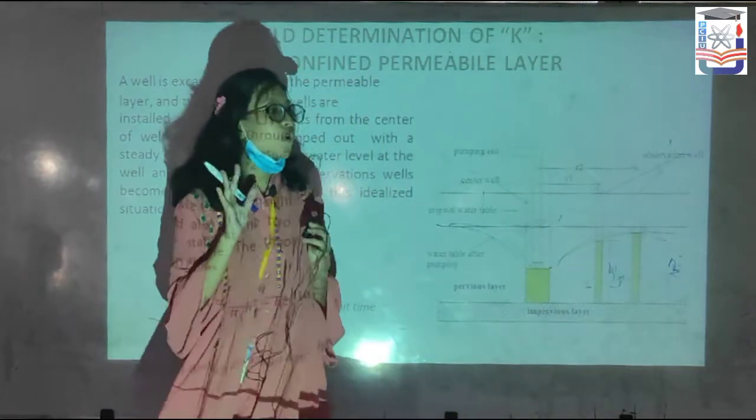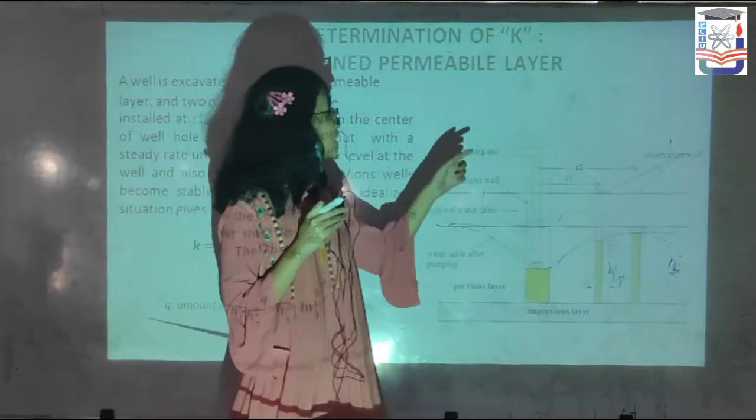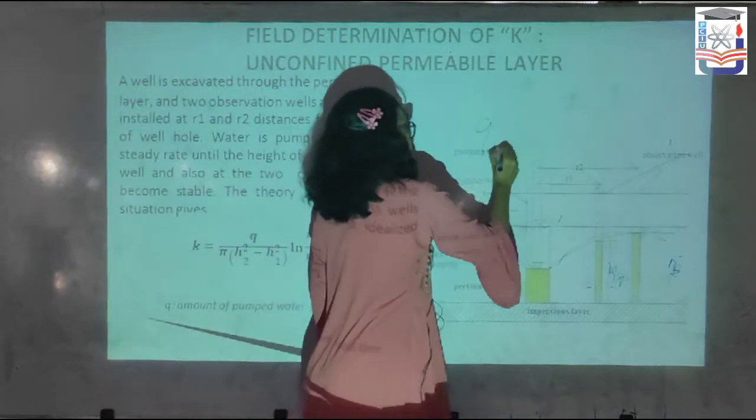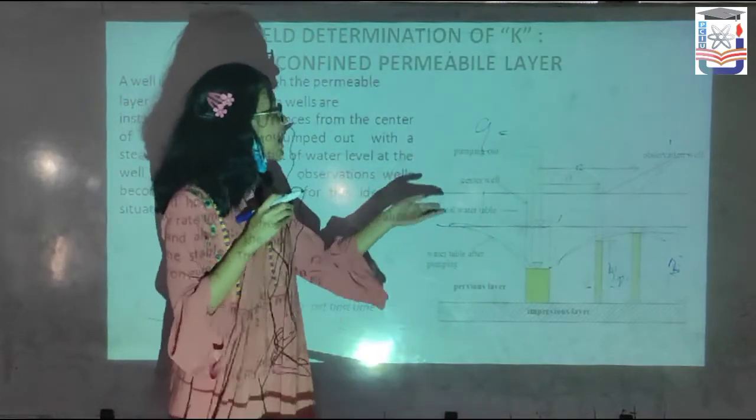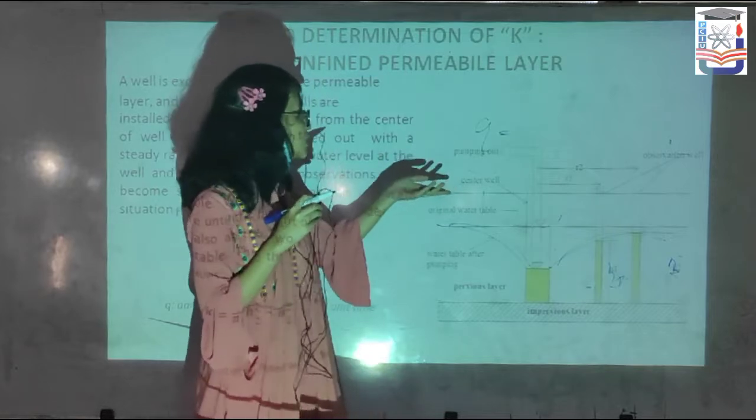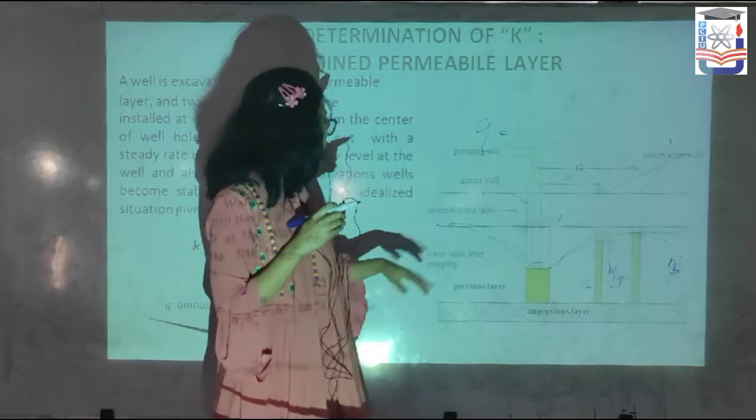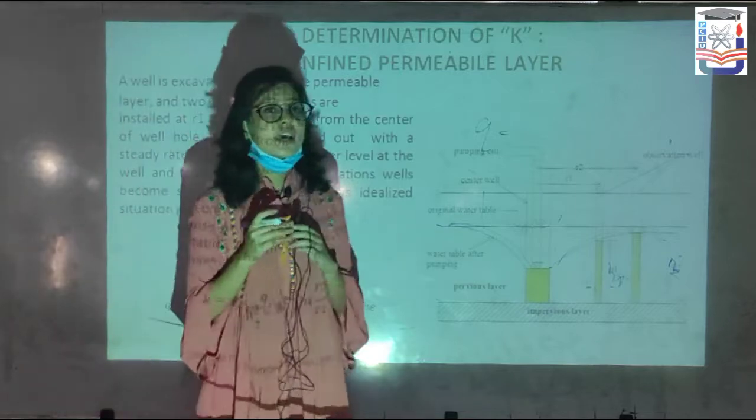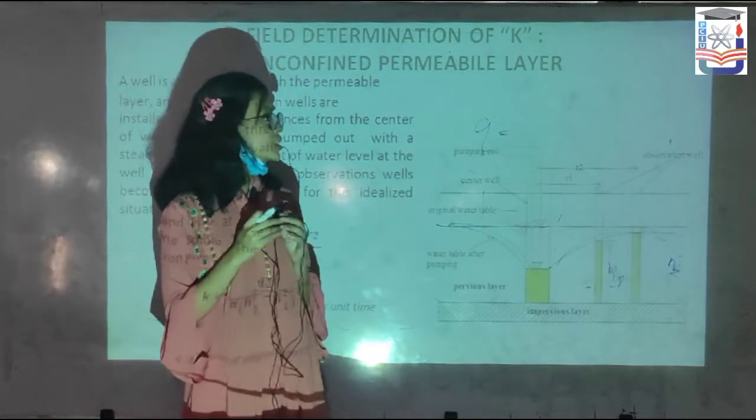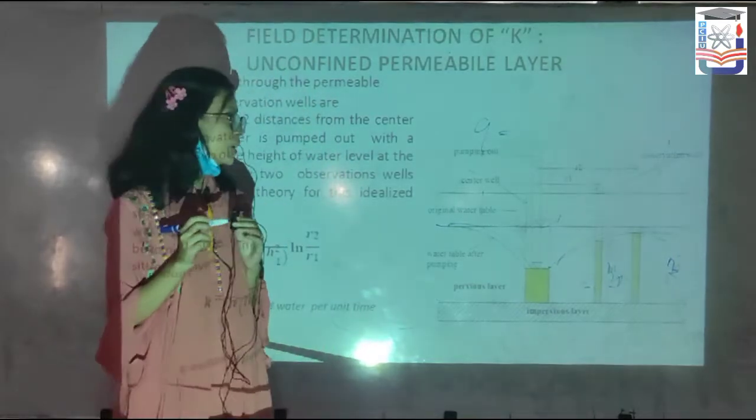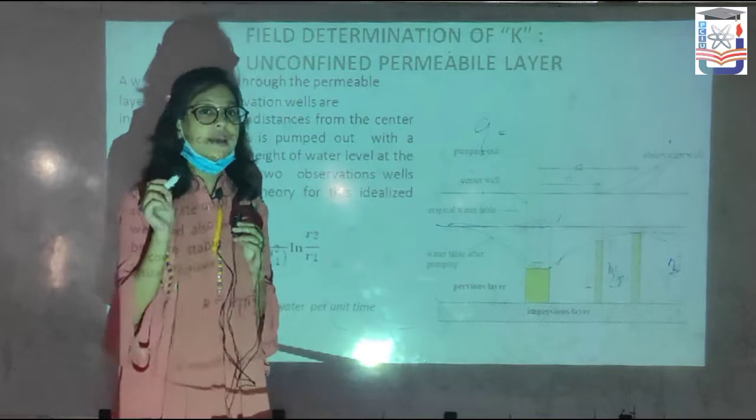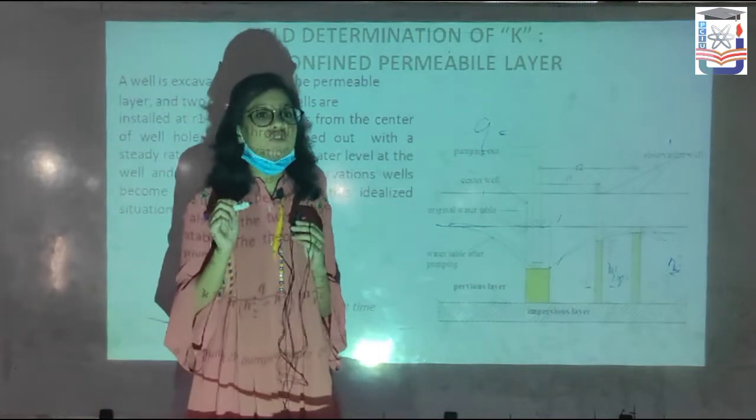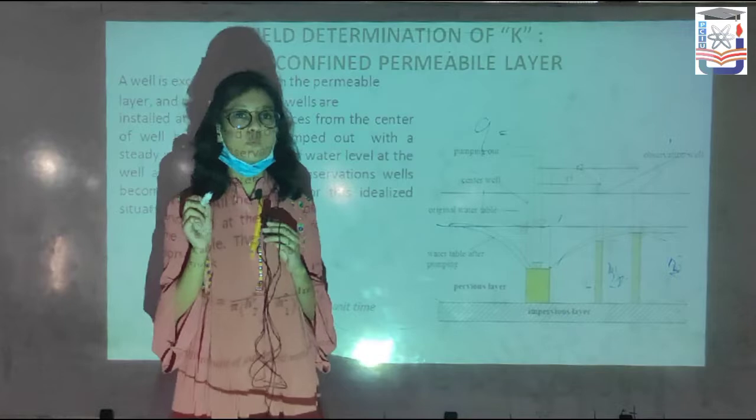So now we have four terms: H1, H2, R1 and R2, and another term is Q, which is the amount of pumping water per unit time. So we can now easily determine the coefficient of permeability through the equation K equal to Q by pi into (H2 square minus H1 square) into ln R2 by R1.